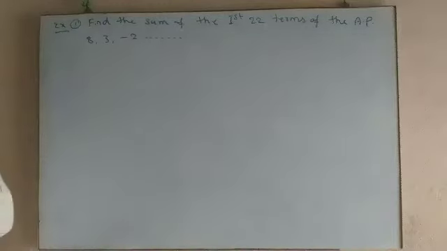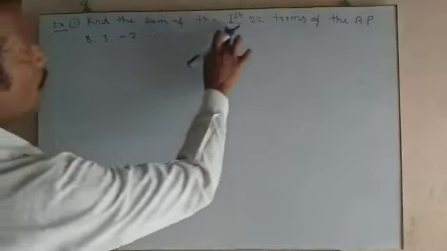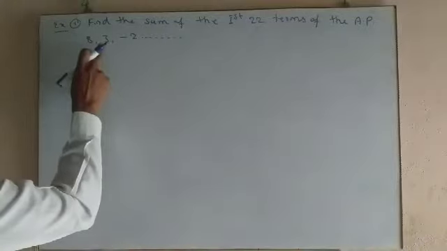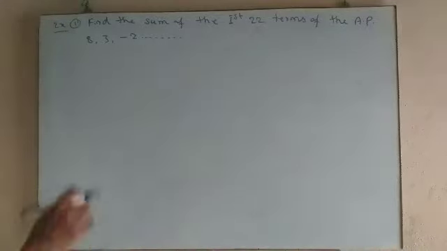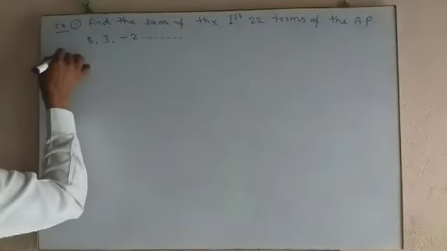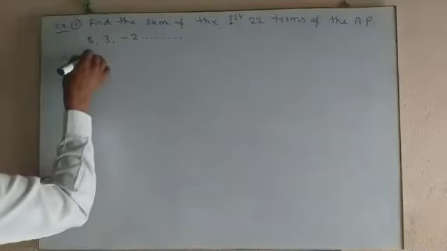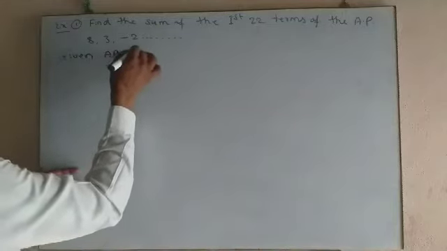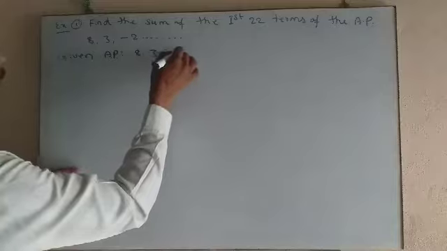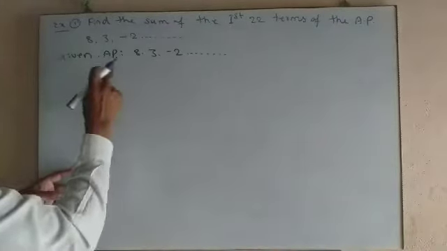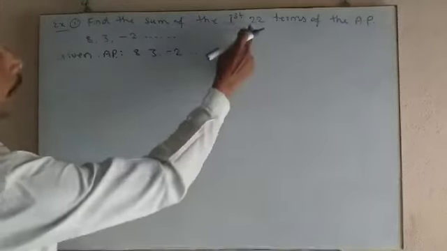Take one example, students. Find the sum of the first 22 terms of the AP 8, 3, minus 2, etc. This is our given AP: 8, 3, minus 2, etc. The number of terms in the given AP is 22.